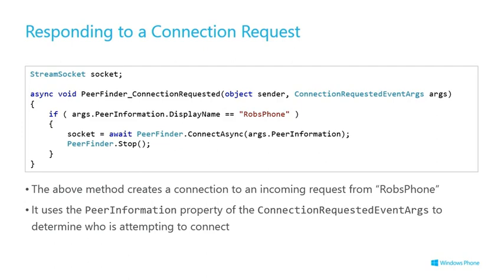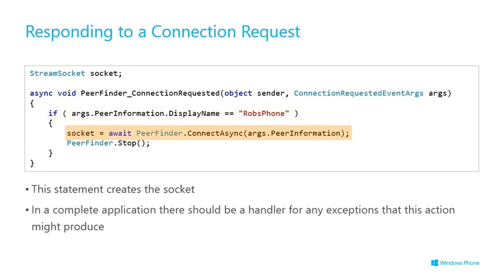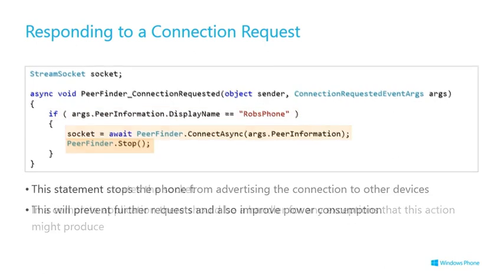Then you probably want to call Peerfinder.stop. Now it's important to understand that when you call Peerfinder.stop, that doesn't drop the connection. Far from it. What that does is it stops the broadcast to say, "Oh, I'm available for connection." So it's for efficiency, you're saving battery by doing that, and making sure that no other peers could try and connect into you. So that checks the incoming request. We're limiting it to a hard-coded Rob's phone and this kind of thing, and this is where we make that connection to create that stream socket, and then this is where we prevent further requests and also improve our power consumption.